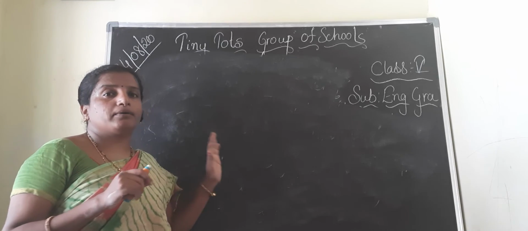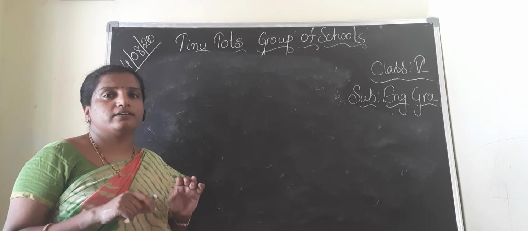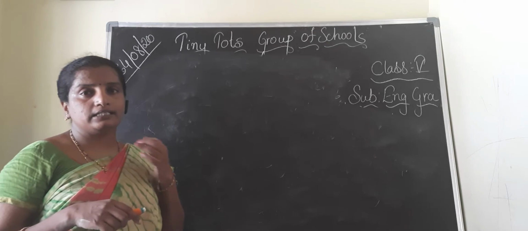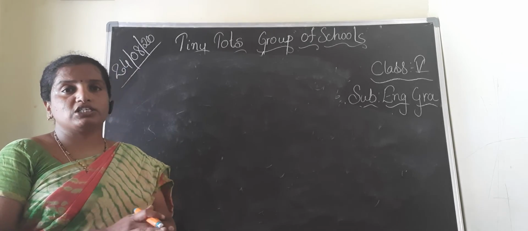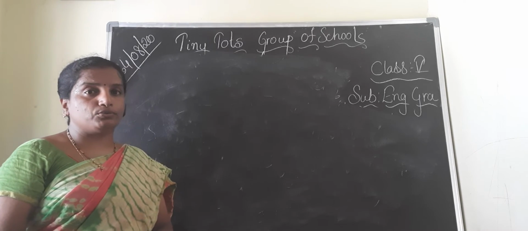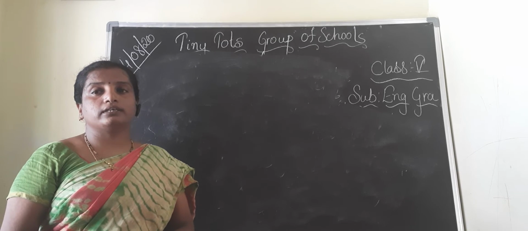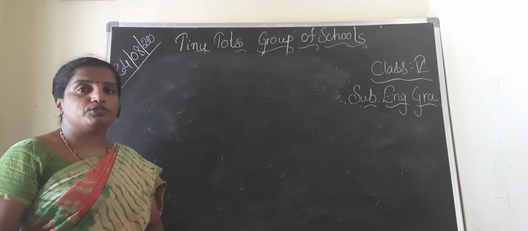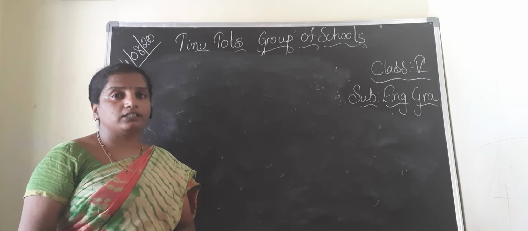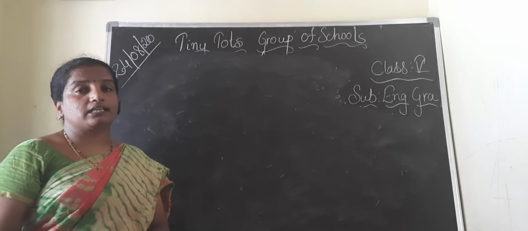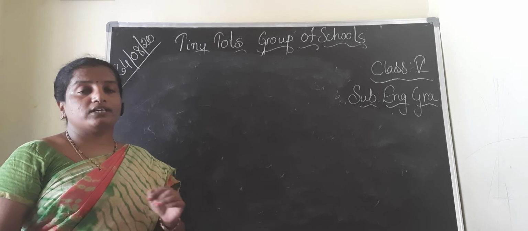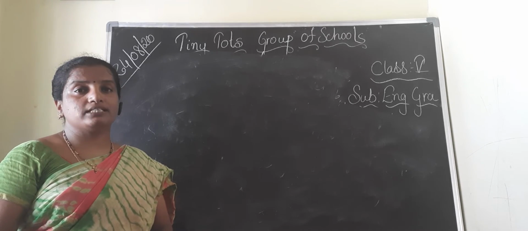Now we have discussed the simple present tense positive statements. I have explained that simple present tense is used in two situations, that is habitual action and universal truth. In those two situations we use the structure subject plus V1 or V1 with s or es, along with the object. If the subject is singular, the verb should be plural. If the subject is plural, the verb should be singular.